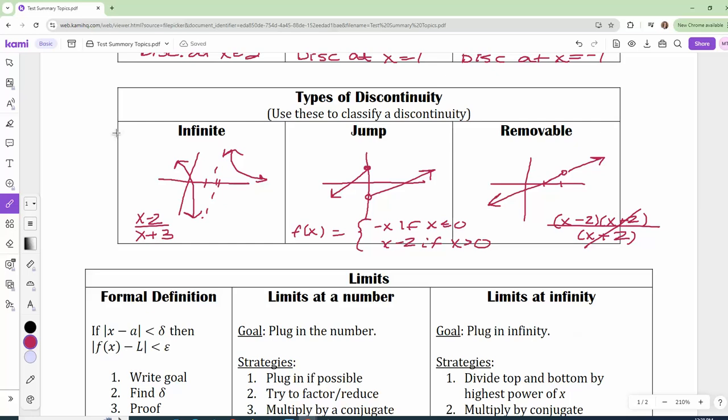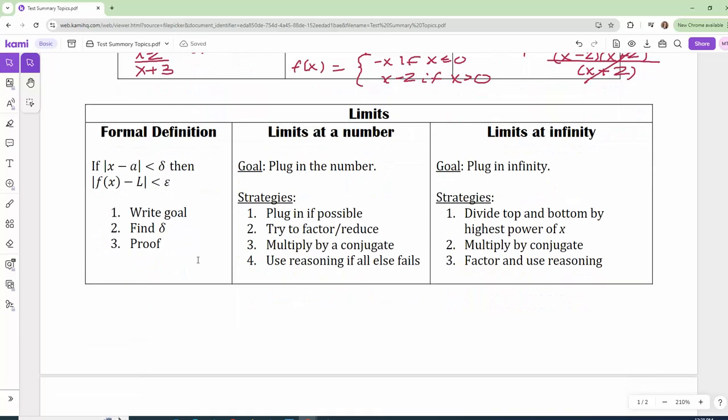So limits. I try to kind of summarize all the stuff we know about limits. The formal definition is if the absolute value of x minus a is less than delta, then the absolute value of f of x minus L is less than epsilon. So you need to know that. Yeah, the if-then is your formula. Remember when we did those, we had to write our goal, then we found our delta.